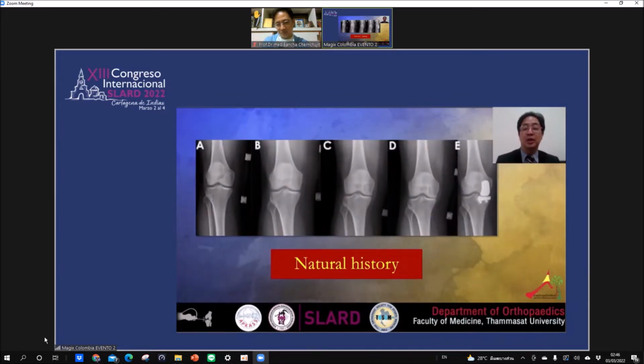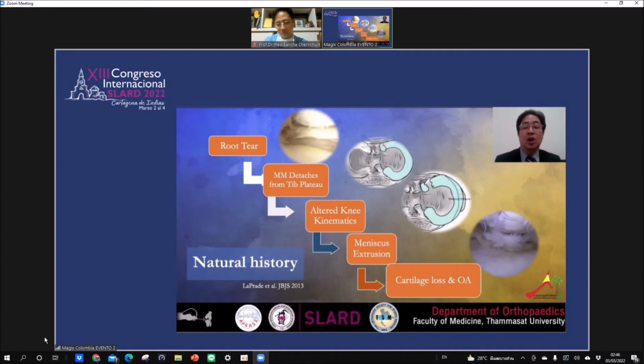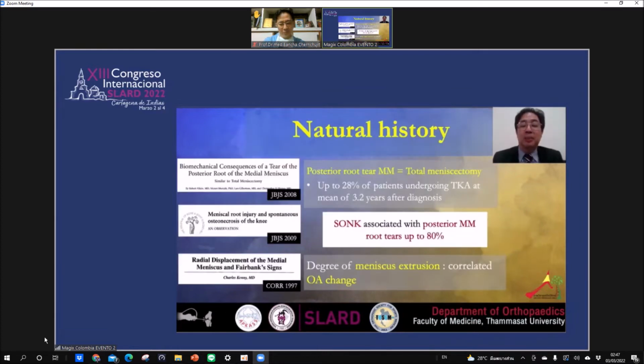How about the natural history? Once the root is torn, the meniscus will detach from the tibial plateau. This will alter the knee kinematics. Then the meniscus will extrude more and more, finally diminishing the hoop stress effect, resulting in rapid progression of osteoarthritis of the knee. Many articles mention the natural history of the meniscus root tear.